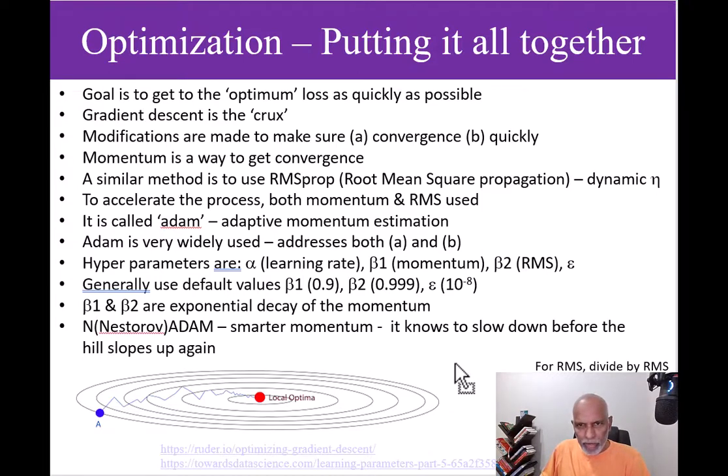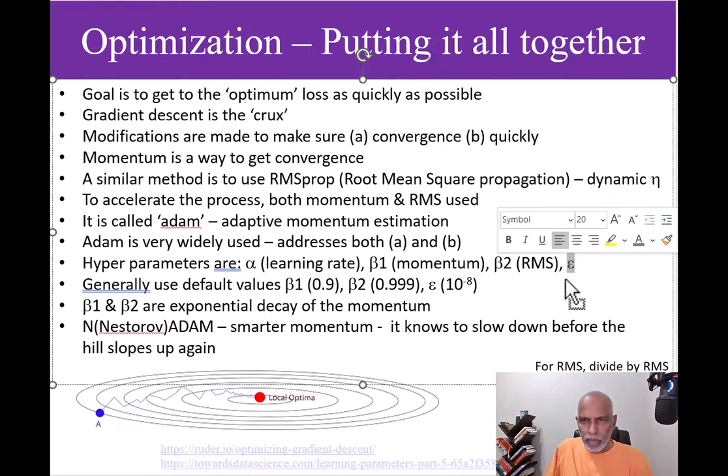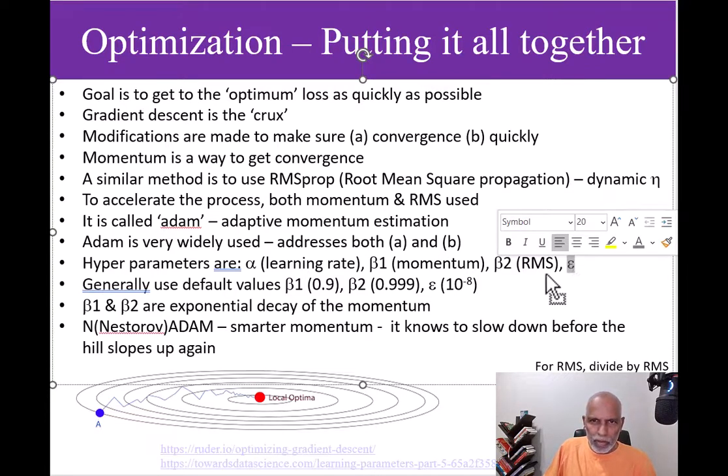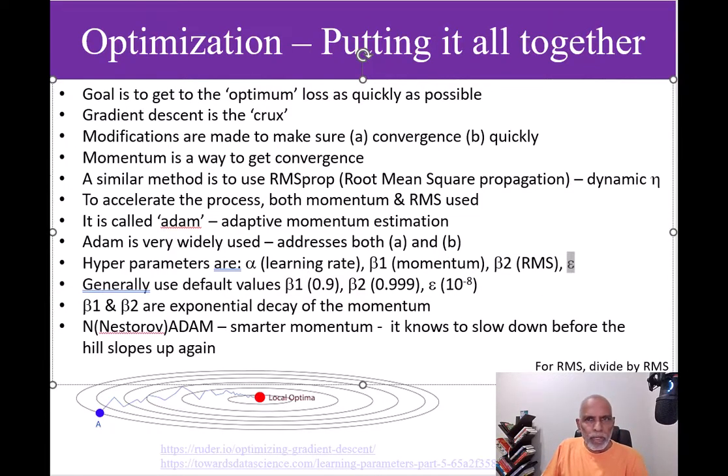Hyperparameters are alpha, the learning rate, beta 1, momentum, beta 2, RMS, and epsilon. Epsilon here refers to how much reduction in the loss is acceptable, so it's a kind of stopping rule. Generally the default values are beta 1 equal to 0.9, beta 2 equal to 0.999, and epsilon, let's say, 0.0001. Something like that.